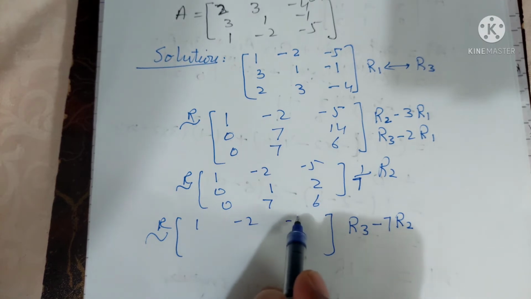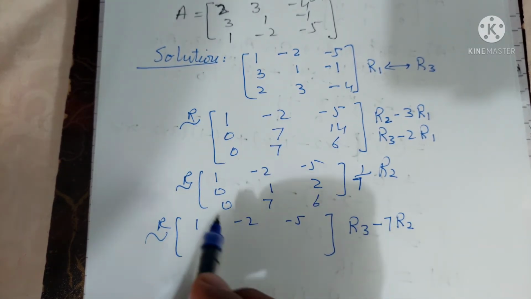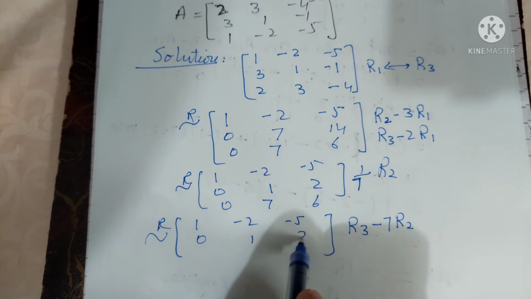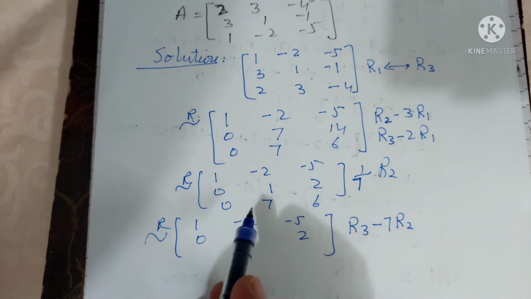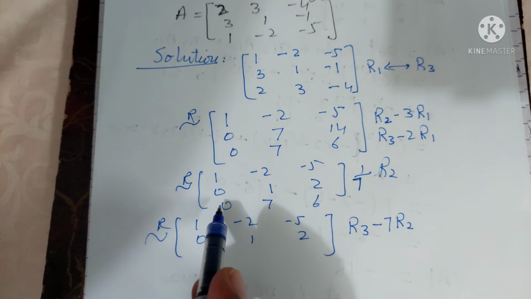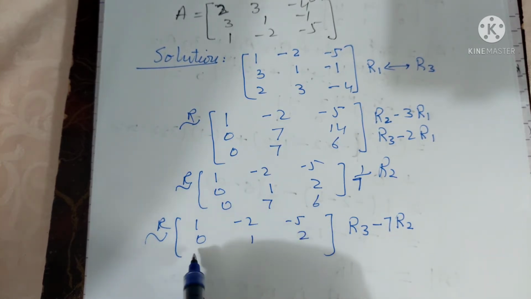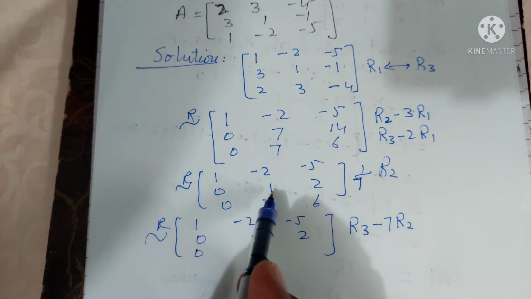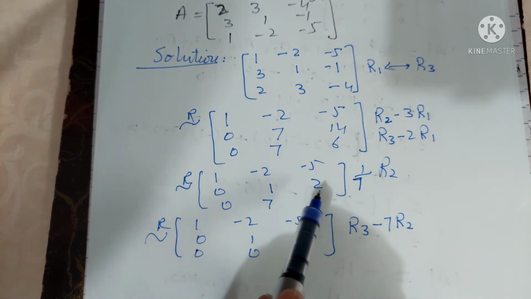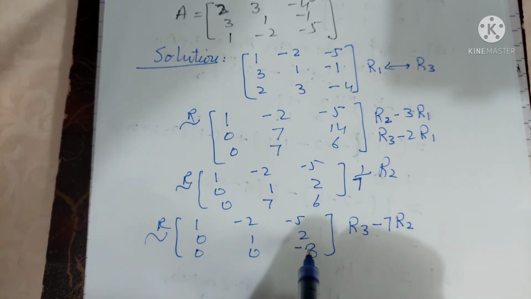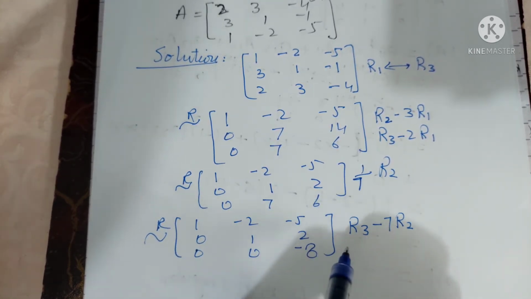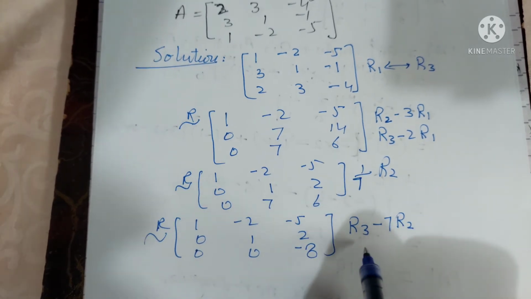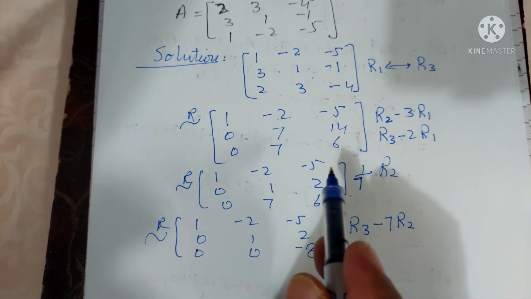1, minus 2, minus 5 will remain as it is in the first row, and the second row as well will remain as it is because there will be no change in row 2. So multiply every element of row 2 with 7 and then subtract the product from the corresponding element of row 3. So 7 times 0 is 0, so 0 minus 0 is 0. 7 times 1 is 7 and 7 minus 7 is 0. 7 times 2 is 14, so 6 minus 14 is minus 8. Okay, now this matrix is called the echelon form of the first matrix.